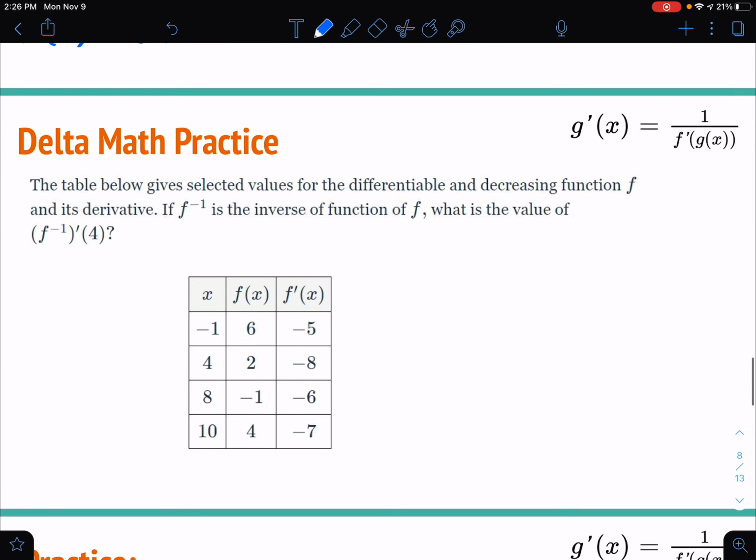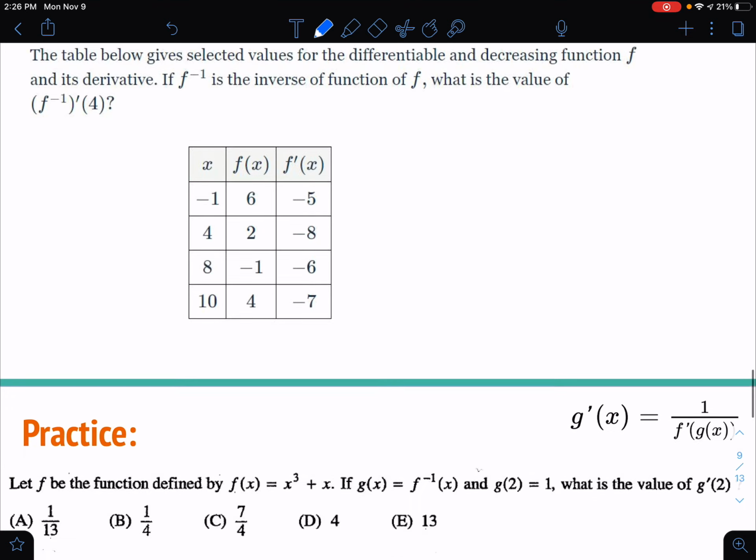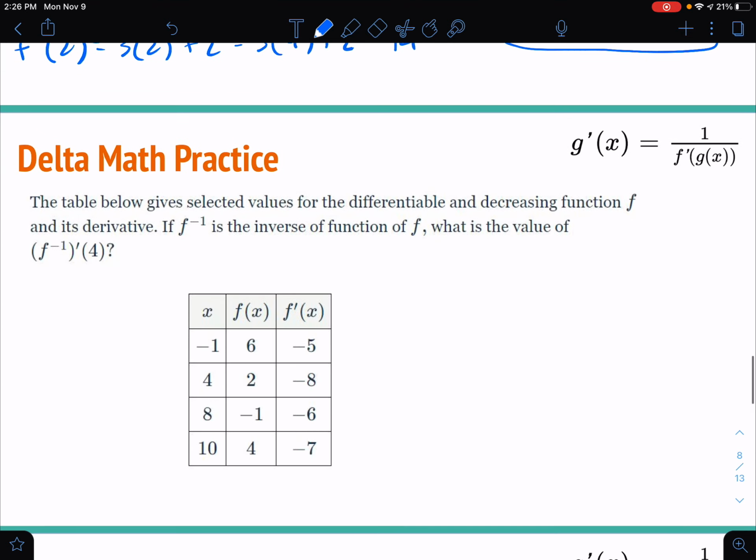All right, last practice. Now this one's a little tricky. It's a Delta Math practice. The table below gives selected values for the differentiable and decreasing function f and its derivative. If f inverse is the inverse of the function, now if you guys want, we're used to using g, so in your own mind, you might want to think of that as g.